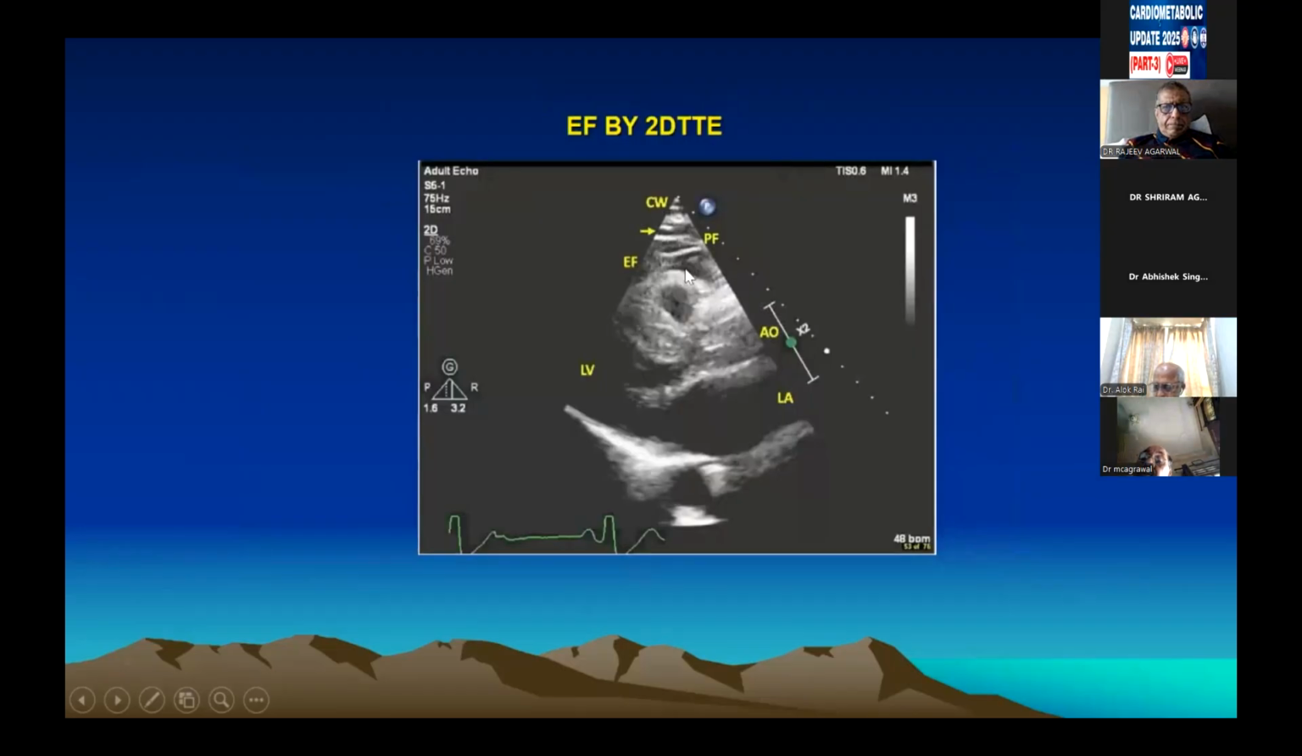This is another patient where we have the parasternal long axis view. You have the left ventricle, aorta, right ventricle myocardium here. And again, this is the epicardial fat pad.